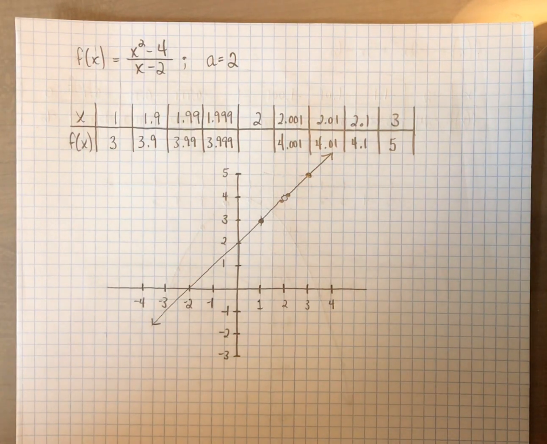All right, so what we have here is the first of the examples that we saw in the first lesson, f of x equals x squared minus 4 over x minus 2, with our target value of 2. So I took the liberty of writing in the table of values that we use to evaluate the limit numerically. But what I've done now is I've added the graph to it.